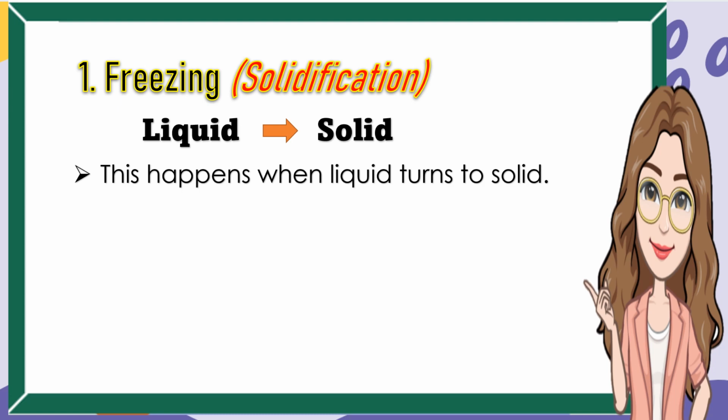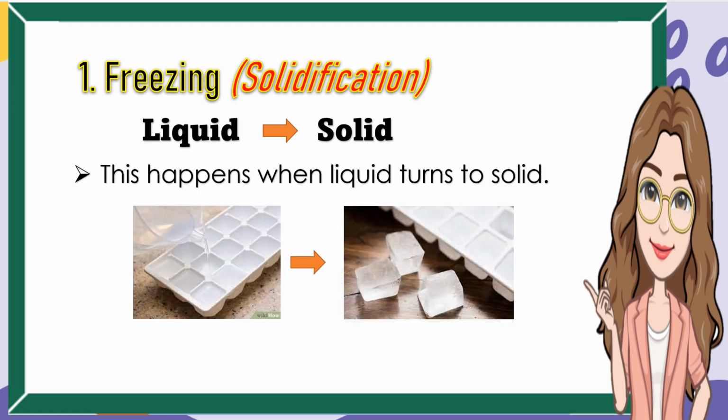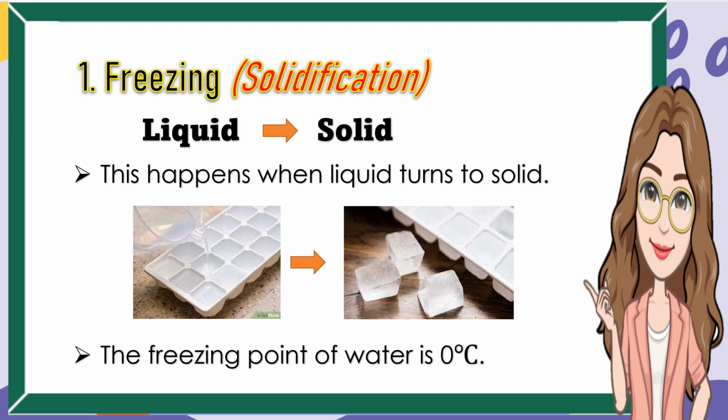Have you tried to put liquid inside the freezer of your refrigerator at home? Just like in this picture? Okay. Did you know that these ice are originally liquid? They become solid when placed in a freezer. The freezing point of water is 0 degrees Celsius. Another example of freezing are ice cream, ice candy, and popsicles.